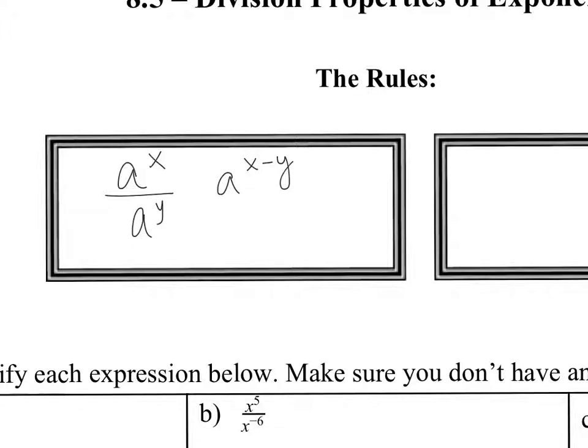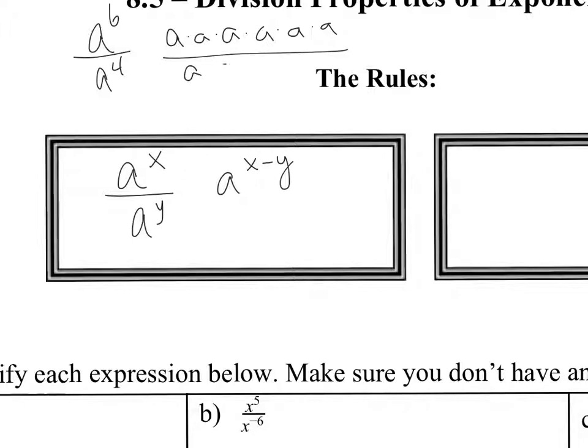Now the reason that you can do that is if you think about if you had a to the 6 over a to the 4, a to the 6 would be a times a times a times a times a times a, and then a to the 4th would be a times a times a times a. So if you cancel out the a's, you'd be left with a squared on the top, which is the same thing as 6 minus 4.